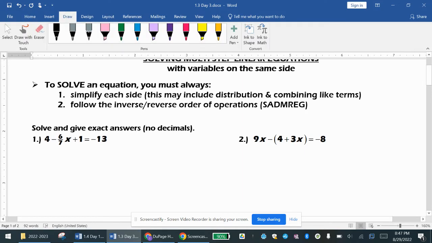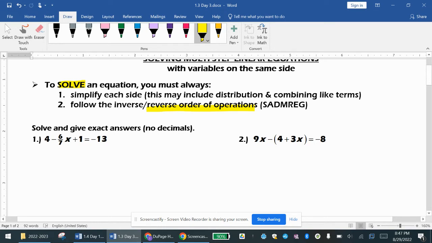Quick review. To solve an equation means you need to simplify each side. Remember, this can include distribution or combining like terms. And then after that, we're going to use GEMDAS but backwards, because that's the reverse order of operations. Remember that the word inverse is like opposite, so addition cancels subtraction, multiplication cancels division, and vice versa, etc.